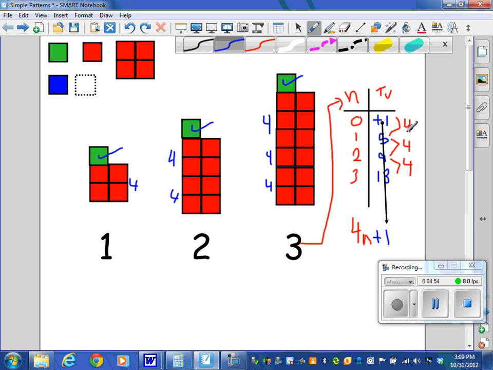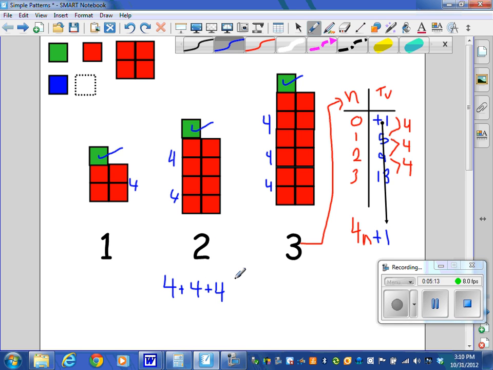Okay, so you end up with 4n plus 1. Okay, now, remember that repeat addition is multiplication. So we're adding by 4. Okay, we're adding by 4 for each term in the sequence. Each picture in the sequence, we're adding 4.